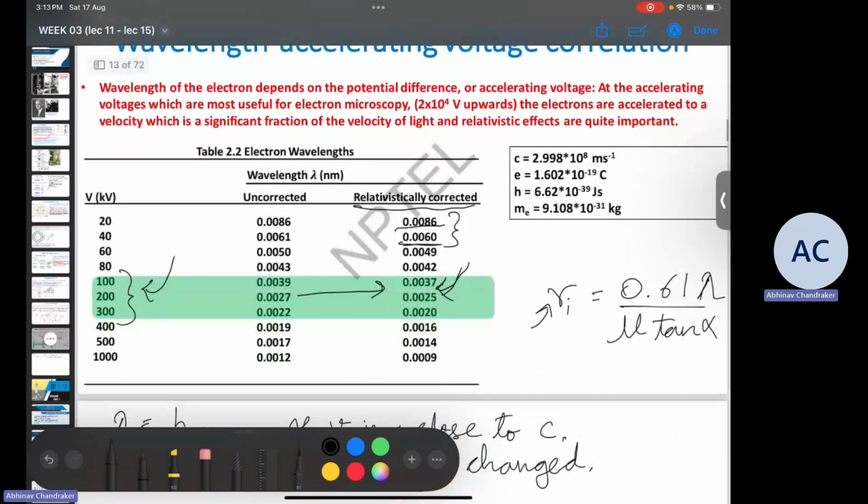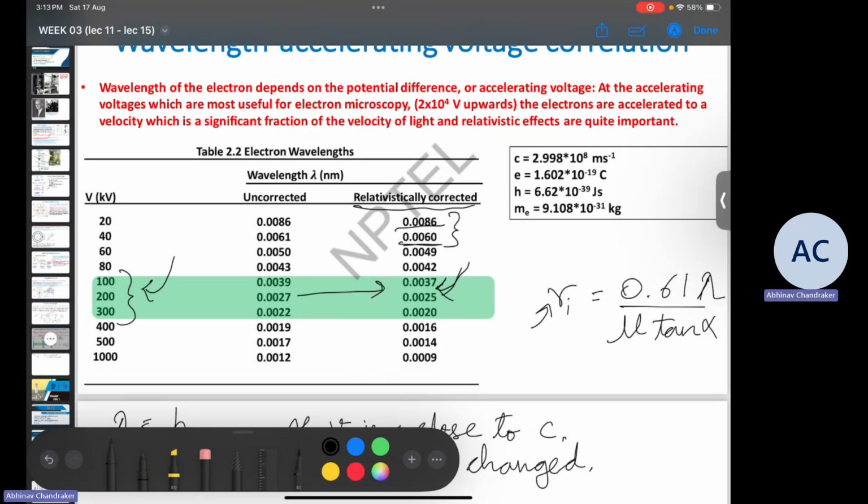And here it has been shown that if we apply a voltage of about 100 to 300 kilovolts, which is typical in case of TEMs, then the kinetic energy of the electron will correspondingly be 100 kilo electron volt to 300 kilo electron volt, and the wavelength from the de Broglie equation will be between 0.0039 nanometer to 0.0022 nanometer.